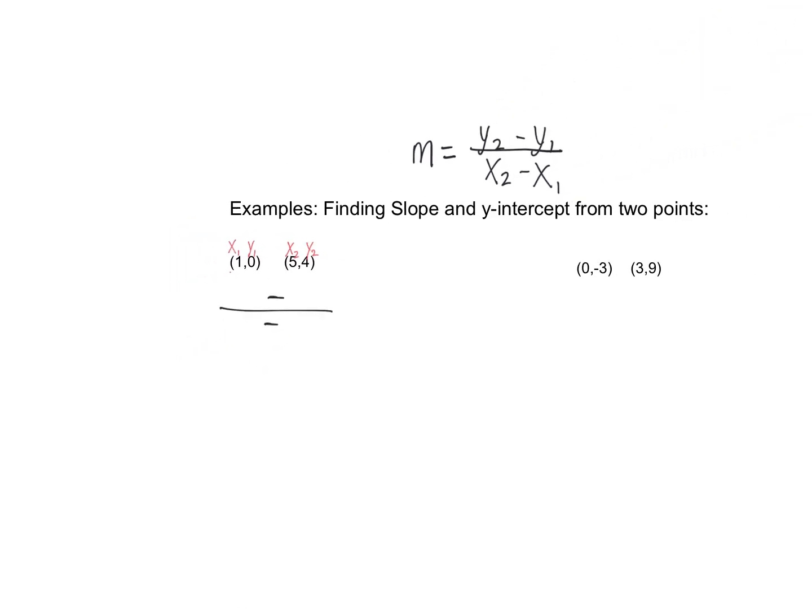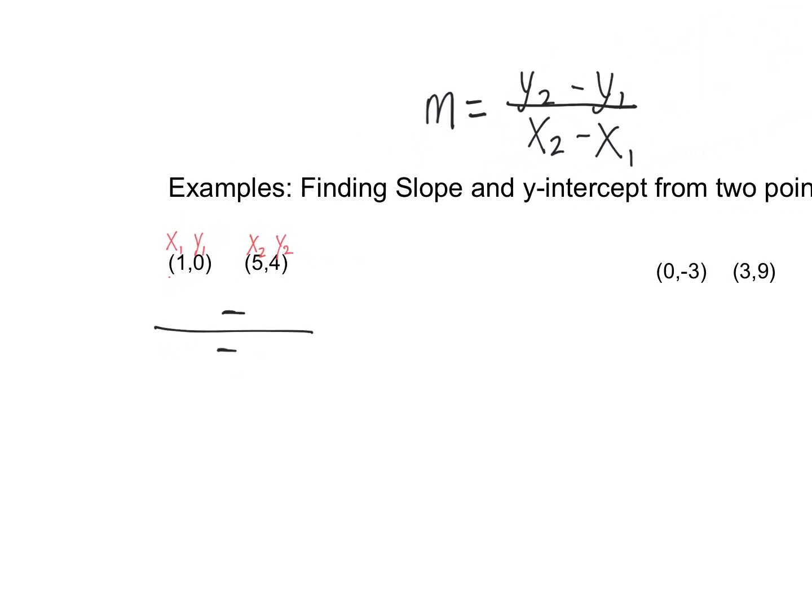So if I want to use those points to find slope, I'm going to plug in the second y minus the first y on top. So the second y is 4, the first y is 0, and I'm going to say 4 minus 0. And then on the bottom, I'm going to say the second x, which is 5, minus the first x, which is 1. And then I'm going to calculate this.